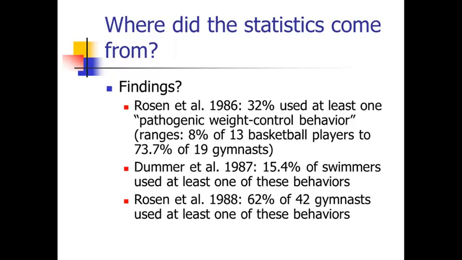That 1987 study found that 15% of swimmers at that swim camp used at least one of these behaviors. So that was the source of the 15%. The 1986 paper found 32% overall had this disordered eating according to their definition. And that ranged from 8% among basketball players to 74% among gymnasts. And then the 1988 study found that 62% of the gymnasts at the conference had these behaviors.